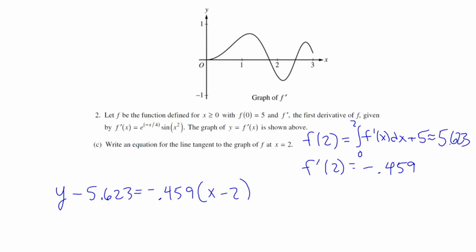And they gave you 4 points for this part. 2 points for having just the expression for f of 2, 1 for the value for f prime of 2, and 1 for the final answer. And that is the end of this function FRQ, question number 2 from the 2006 Form B AP Calculus AB exam.